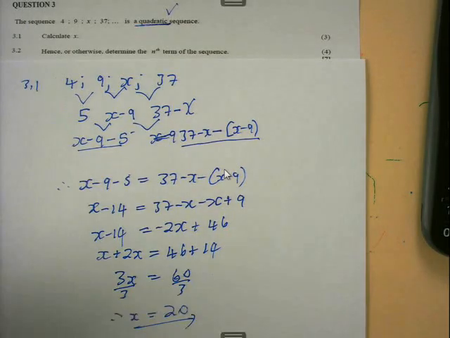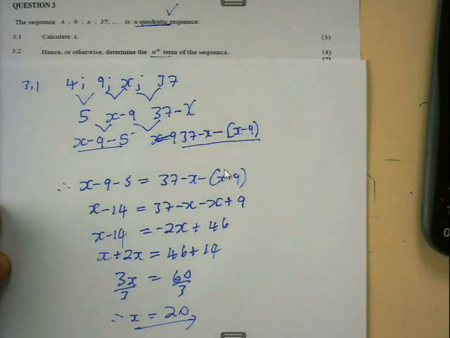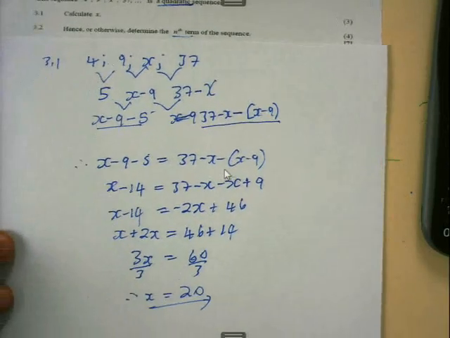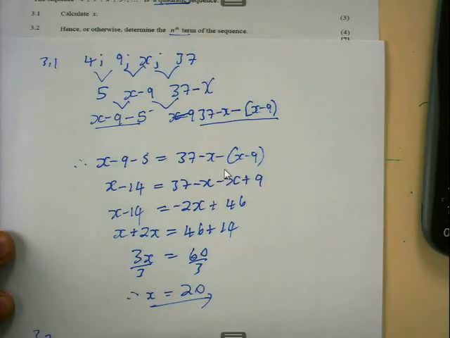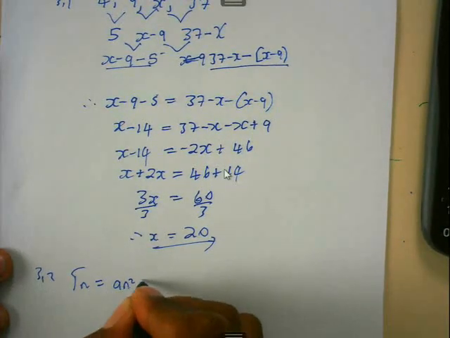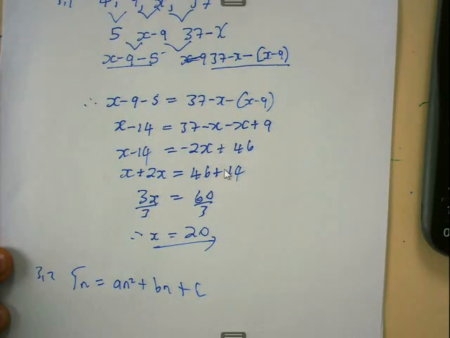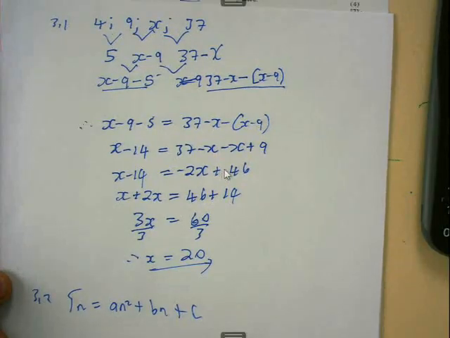Boys and girls, you will agree with me to say if the question says determine the nth term, then our answer at the end of the day must be Tn is equal to an squared plus bn plus c. Why this one? Because this is the quadratic pattern.